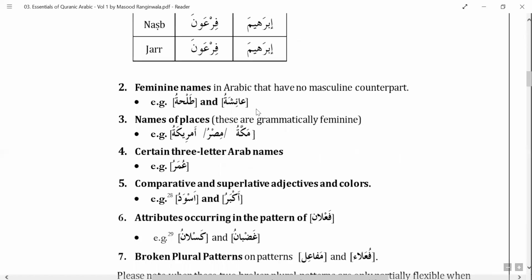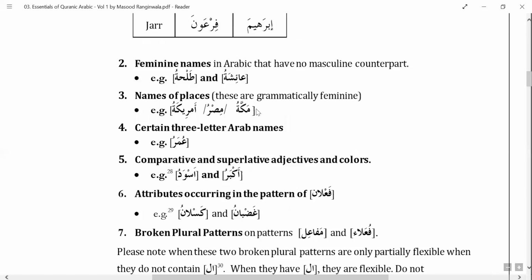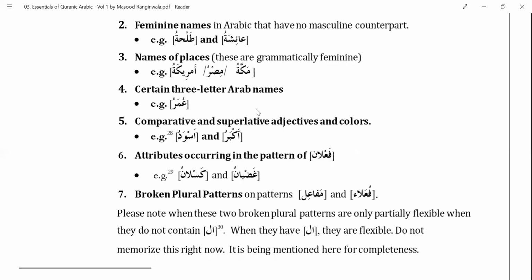Then feminine names, Aishatu, Talhatu. Again, you cannot put tanween. You cannot say Aishatun. Feminine names, you cannot put tanween. You cannot even put a Kasra. You have to put either a Dhamma or a Fatha. These are names which don't have a masculine counterpart. Like not mother, father, you have masculine counterparts here. But these are pure feminine names.